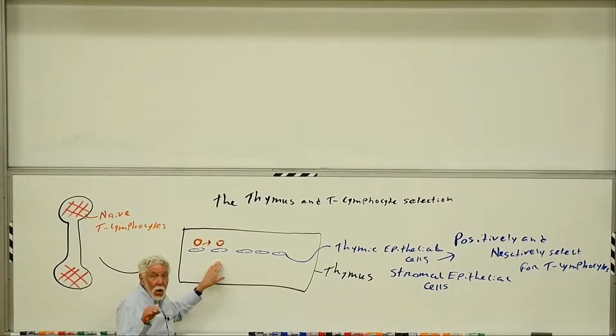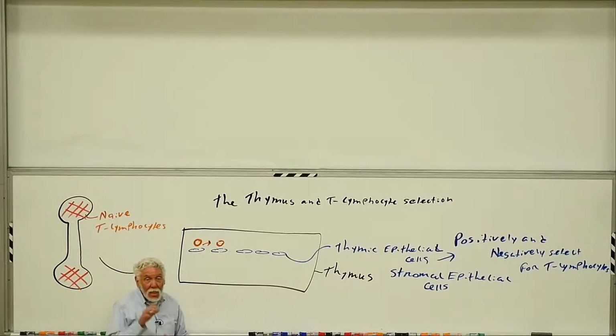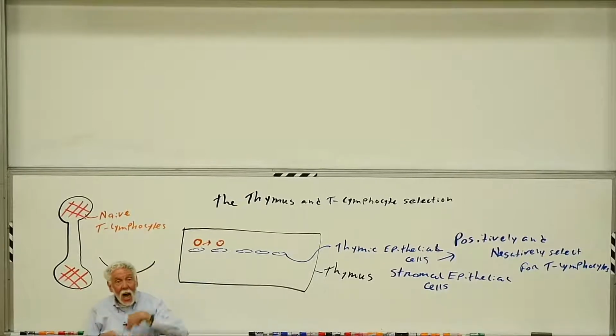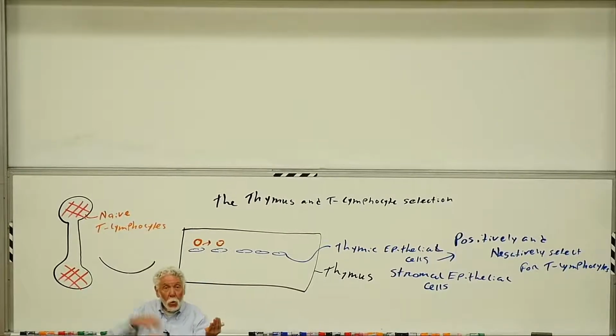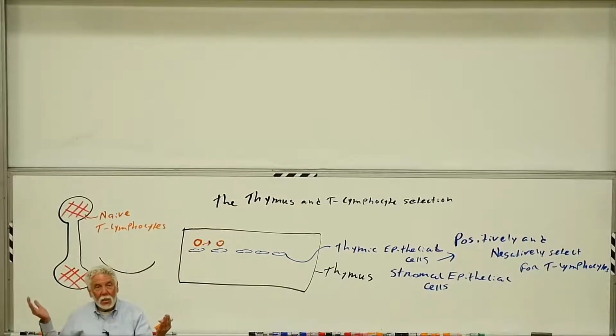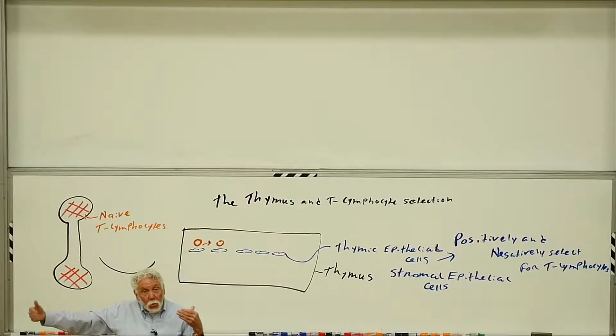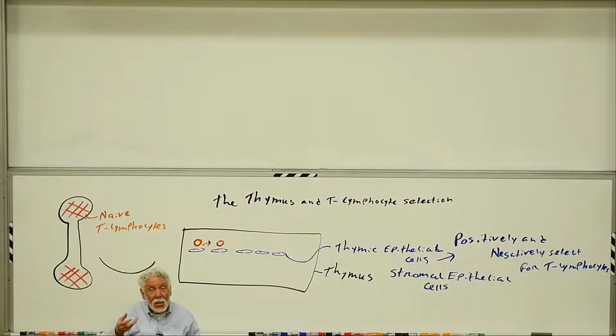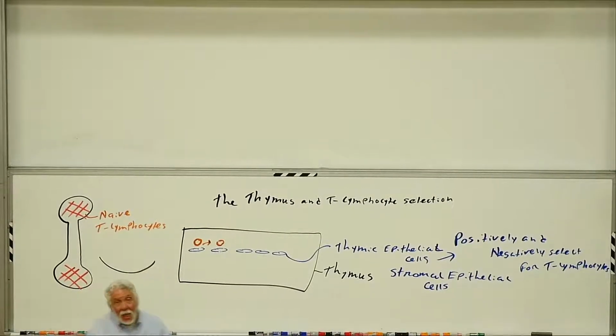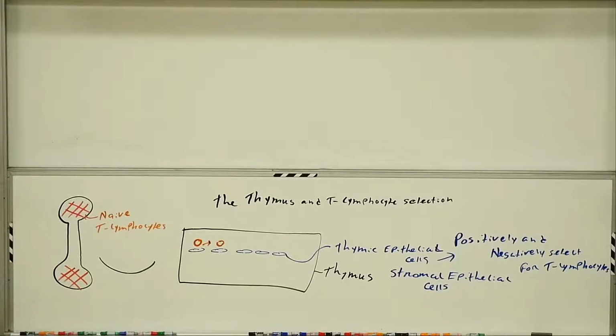So the first selection is plus minus, in the sense that either it can recognize proteins or it can't. If it can't, it's rejected. If it can, then it goes on to be looked at by all these other stromal epithelial cells. The question at each step is, can you recognize our own proteins? If you can, you're a problem, and you can't escape the thymus. That's the negative selection. Okay, that's the thymus story.